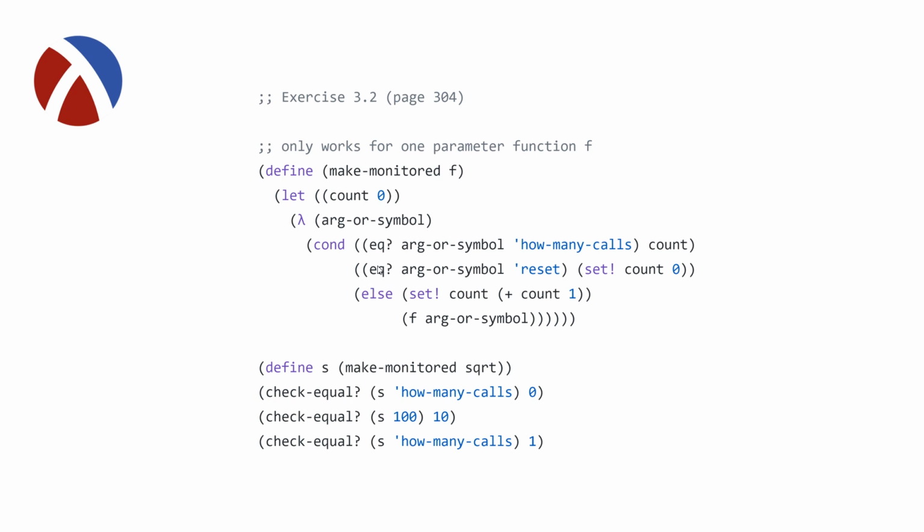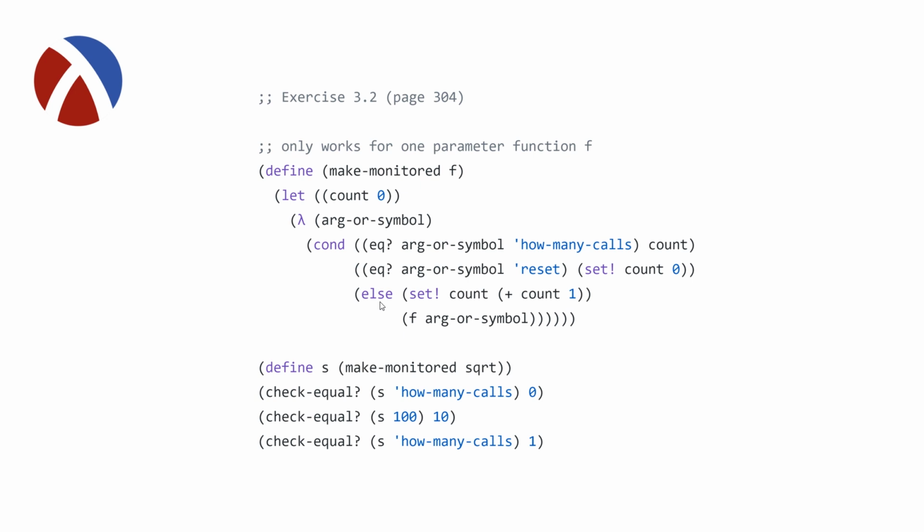The first two deal with when we are getting symbols. So the first one checks if it's a symbol equal to how-many-calls. If so, it just returns us the count of how many times we have invoked f. If it's not how-many-calls, we go on to check if it's the symbol reset. I believe the book actually asked us to call this reset-count, but c'est la vie. If it's reset, we're setting count back to 0.